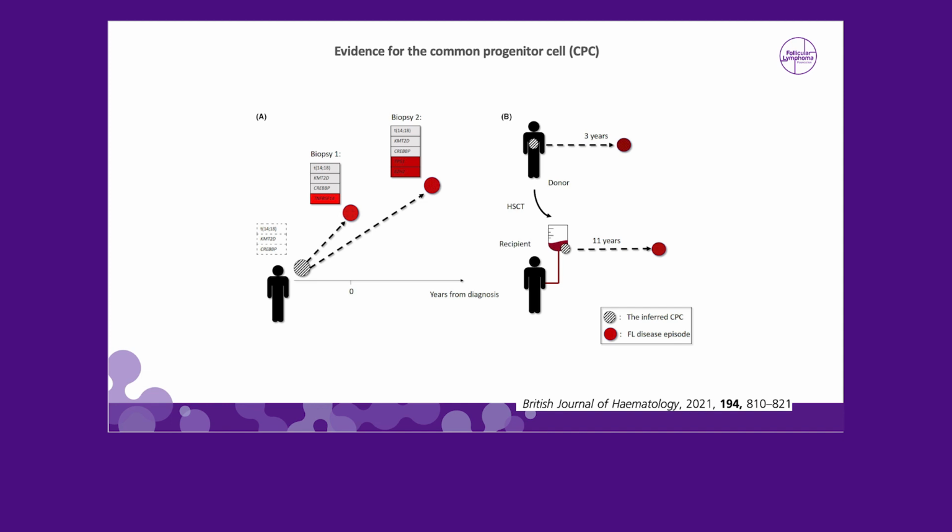On the right, there are a few cases that were described of individuals that donated bone marrow to a recipient, and after 3 years in one, 11 years in the second, there is development of follicular lymphoma in the recipient. And when you sequence the follicular lymphoma of the 2 individuals, you see that they have shared mutations, again indicating that in the donor, there were those common progenitor cells that were transferred also during bone marrow transplantation, and over the years, acquisition of additional mutations resulted in independent events of follicular lymphoma.